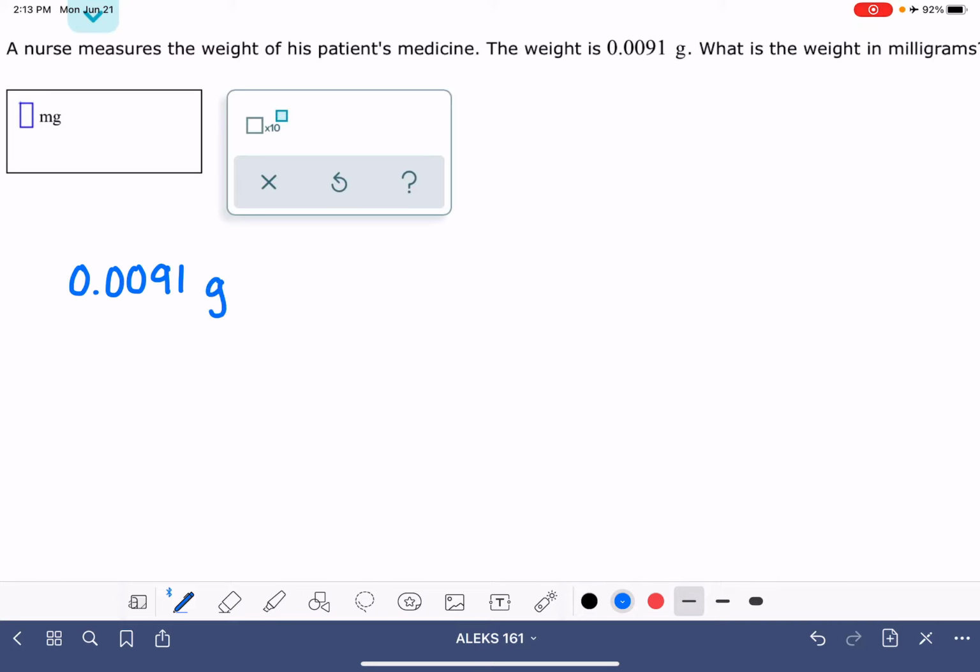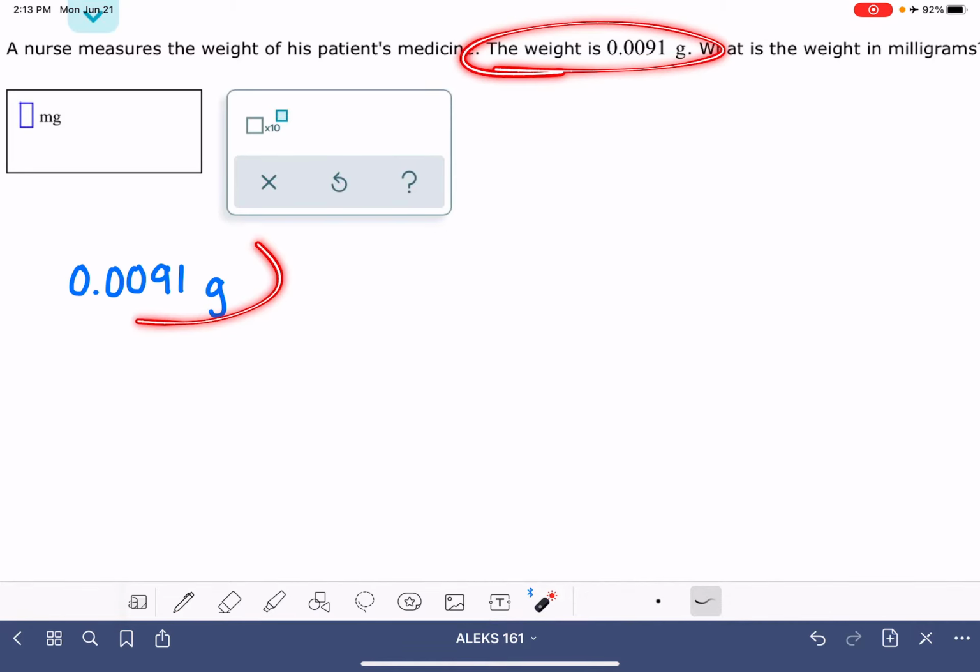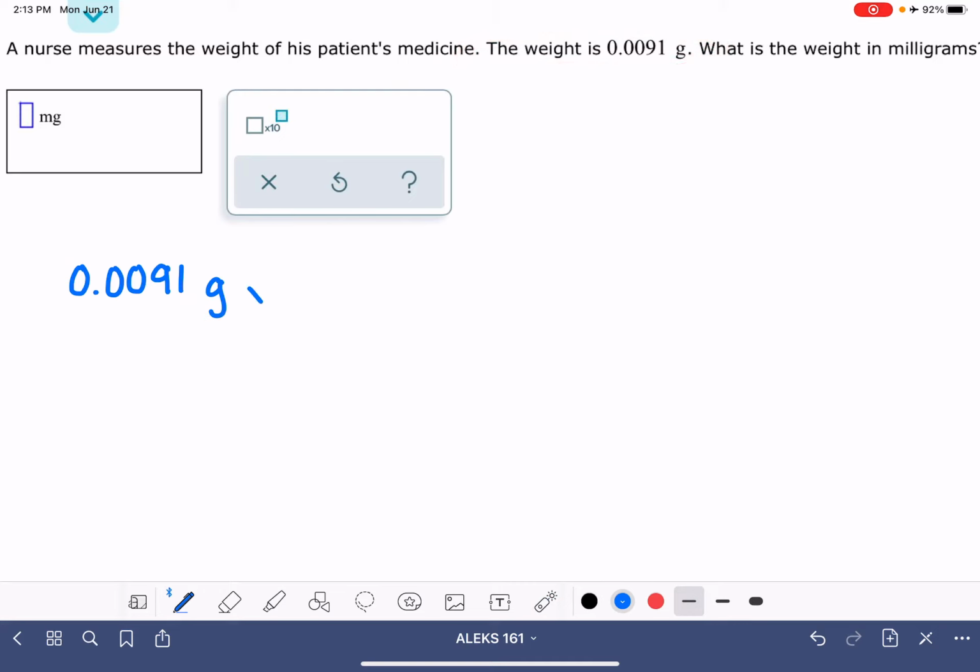You want to start by copying the number and the unit that's given to you in the particular problem. So that's what I'm doing right here. And the next thing that you want to do is multiply that number by a conversion factor. The conversion factor is going to be in the form of a fraction. So I'm getting this set up as a fraction.